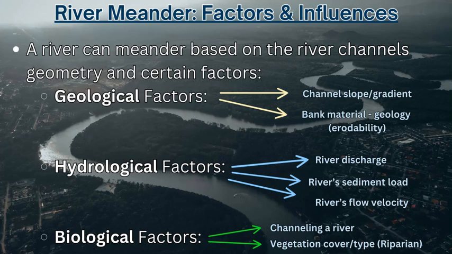So the human factors would be the artificial or change in the river, which is called channeling, and then also the amount and cover and type of vegetation. So the riparian zone, the vegetation along the banks, which would then dictate the strength and erodibility of that bank, which again links back to the gradient and the discharge and the sediment load. So all these factors play an important role in combining at a certain amount or level all together to create an environment or a landscape which would allow a river to meander.